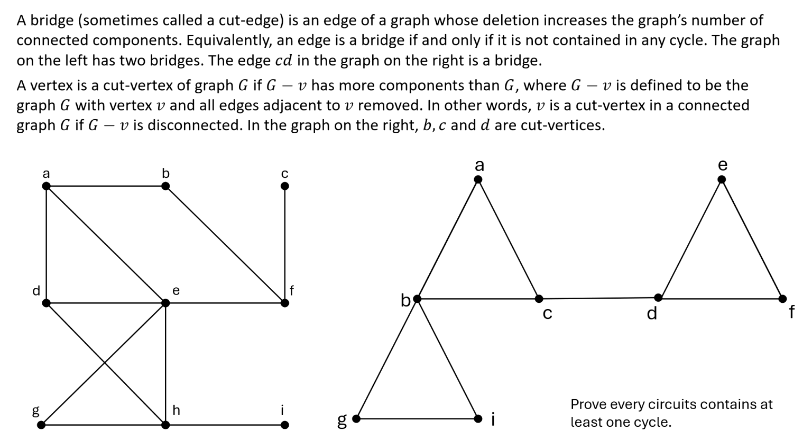And then on the right we have another example. There's one bridge here. If we remove CD, then you have one graph here and another graph on this side. And there's this alternate definition for an edge to be a bridge. An edge is a bridge if and only if it's not contained in any cycle. You notice I said cycle here and not circuit, because every circuit contains at least one cycle.